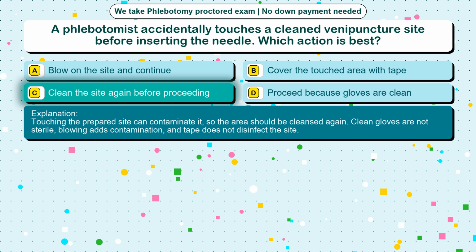Touching the prepared site can contaminate it, so the area should be cleansed again. Clean gloves are not sterile, blowing adds contamination, and tape does not disinfect the site.